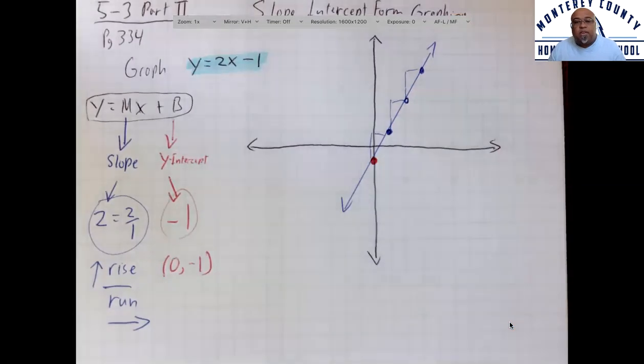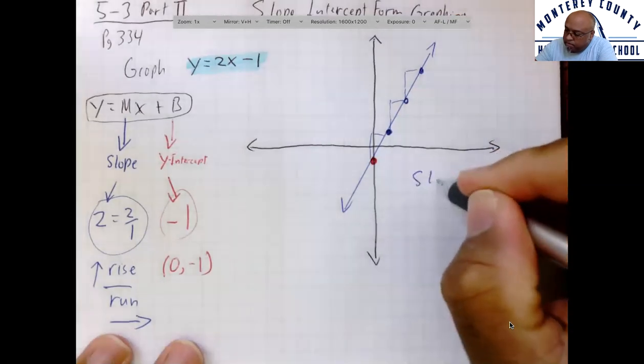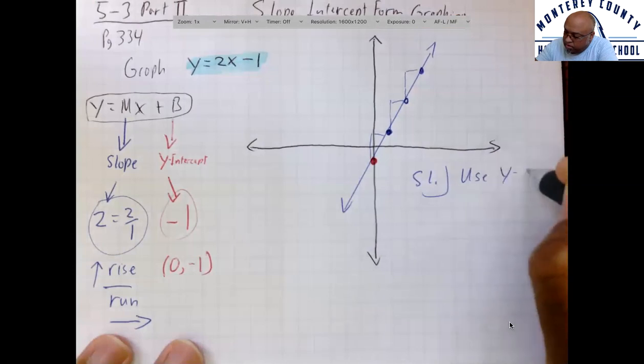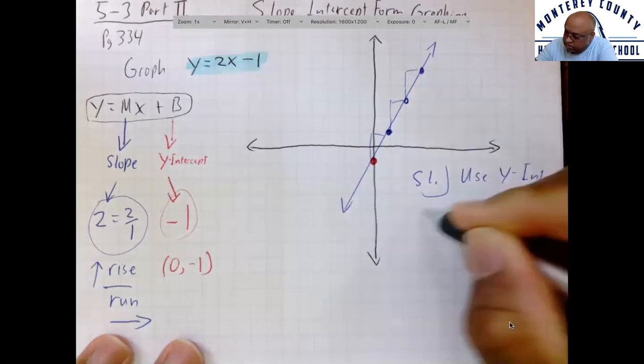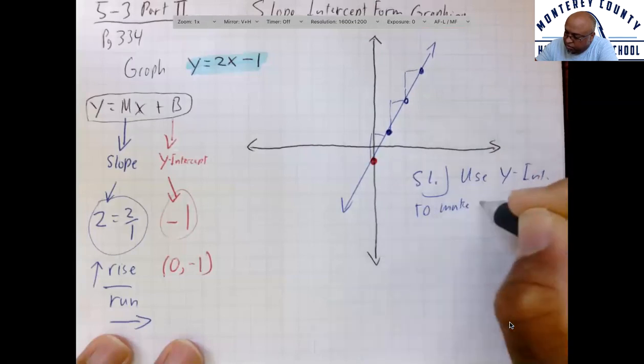And that is how you graph from slope-intercept form. So let me write the steps. Step 1, use the y-intercept to make the first point.